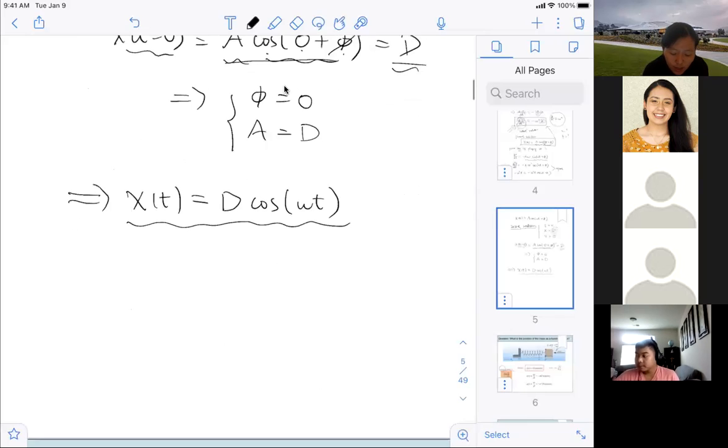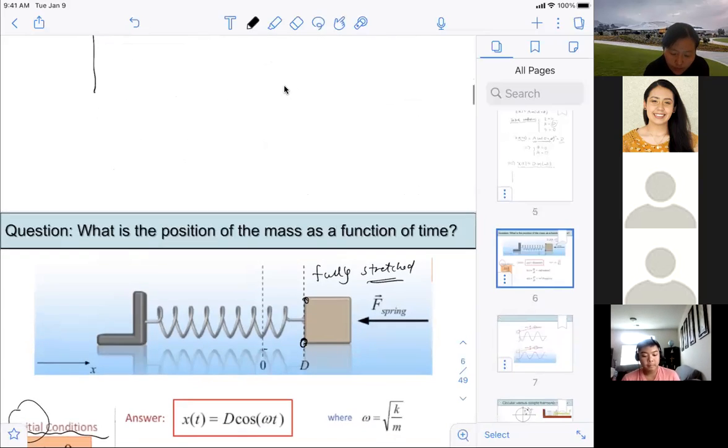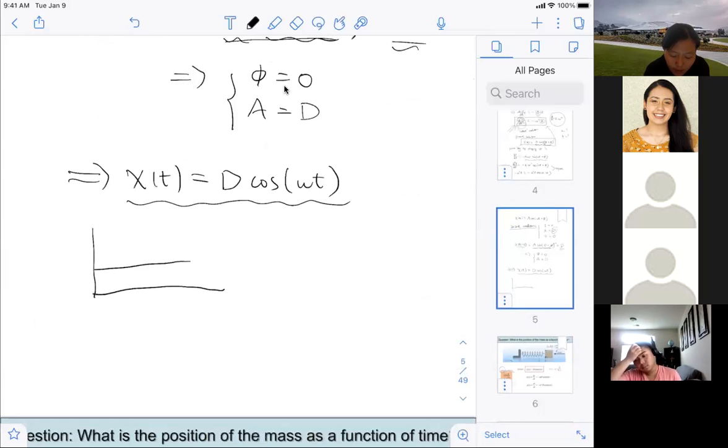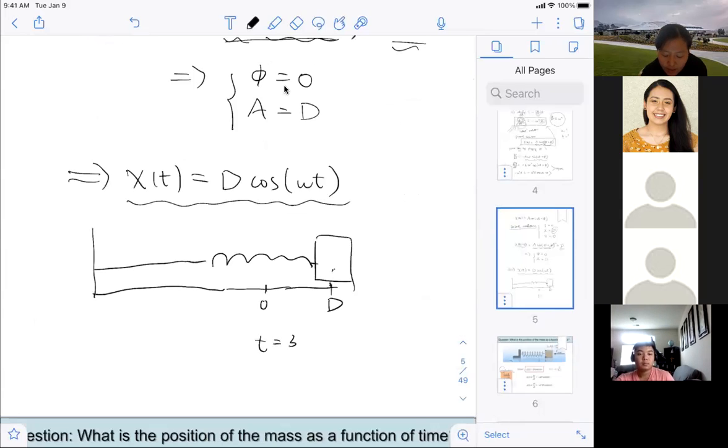So what does this mean? This is my spring. This is 0. This is d. This is telling me that at t equals 0, it is fully stretched. At t equals 5 seconds, I can plug in 5 seconds, and then I can tell you exactly where this location is. It might be positive or it might have gone to a negative position. So it's telling me exactly where the object is at a given time. This is the equation of motion of the mass.